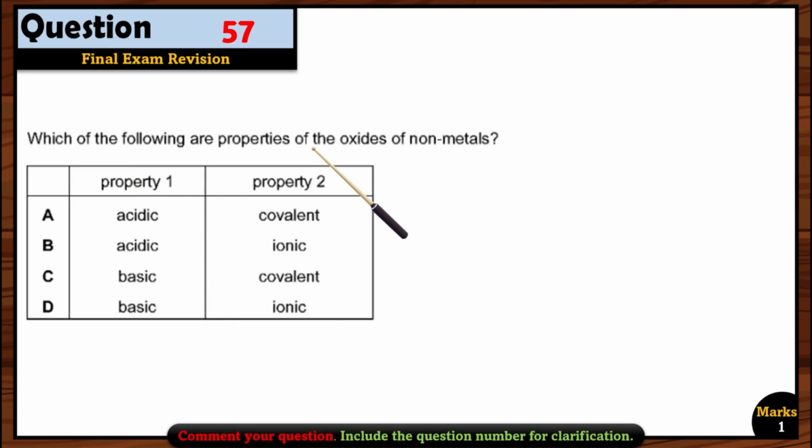57. Which of the following are the properties of oxides of non-metals? So non-metals always form acidic oxides, and acidic oxides will, of course, be covalent in nature. Why? Because oxygen is also a non-metal, and non-metals always form covalent bonds. So option A is right.